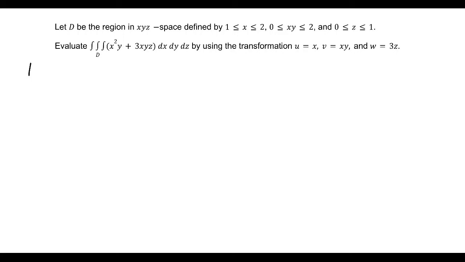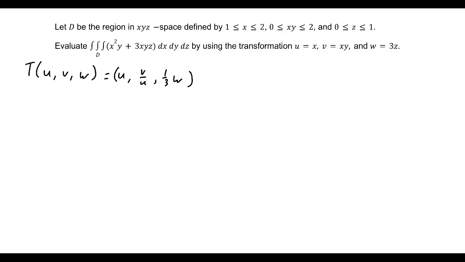Let's first write our transformations. This will be T(u, v, w), and that will be equal to (u, v over u, 1/3 w). And that is us rearranging those values that we were given: x equals u, y equals v over x, which would be v over u, and z equals w over 3 because w equals 3z. That's us rearranging that.